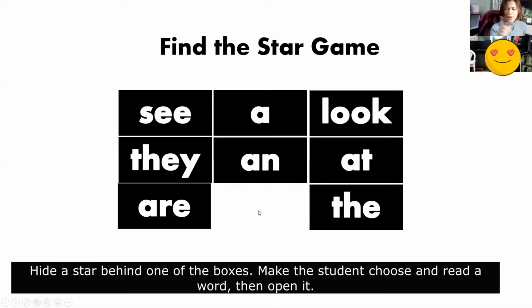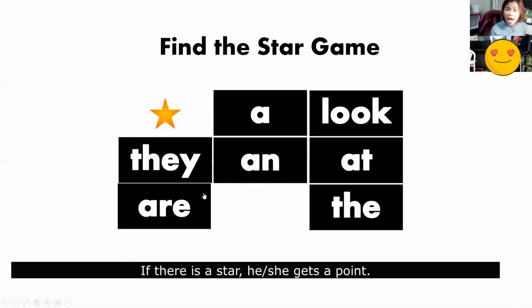Hide a star behind one of the boxes. Make the student choose and read a word, then open it. If there is a star, he or she gets a point.